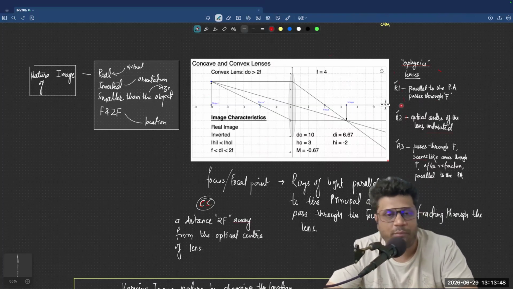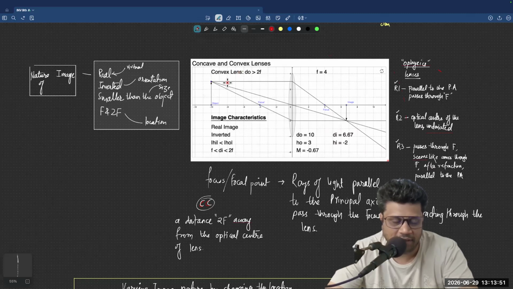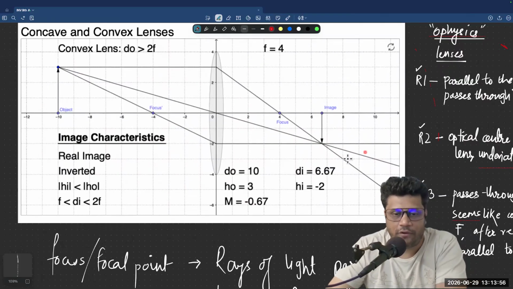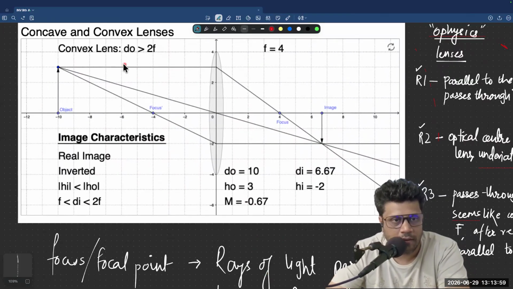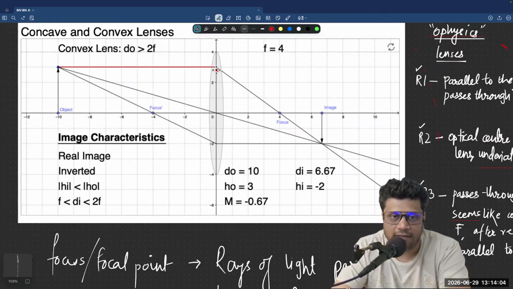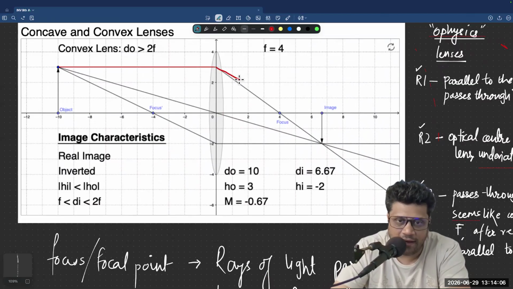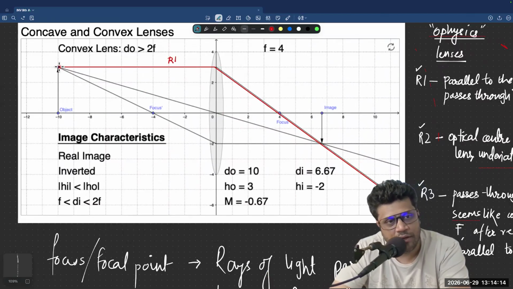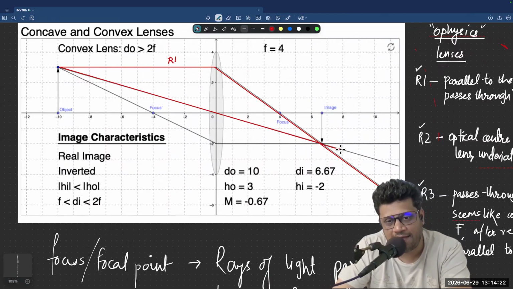So we go to rule number one, a ray of light which is parallel to the principal axis. We can zoom around this thing just to look at the rules being followed. If a ray of light is parallel to the principal axis, it refracts in a way that it passes through the focus of the lens. That's rule number one. Rule number two is if the ray passes through the optical center of the lens, it has to go undeviated, undeviated.